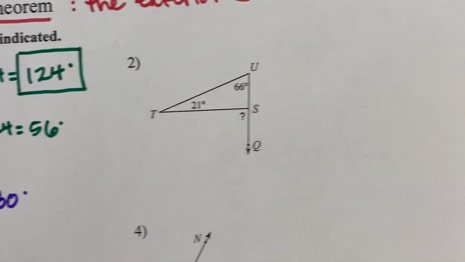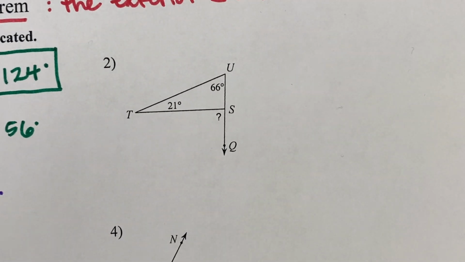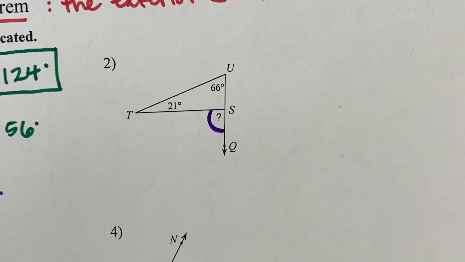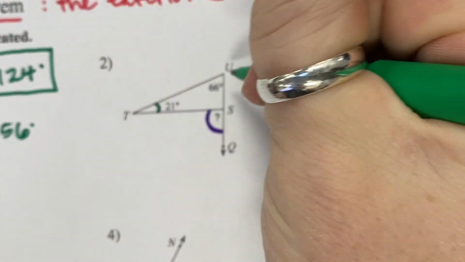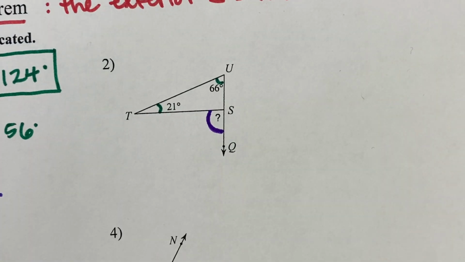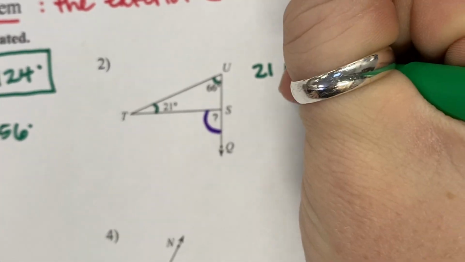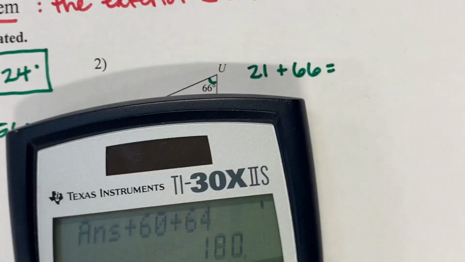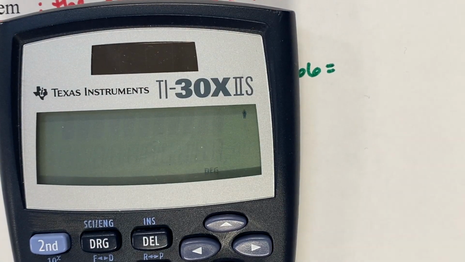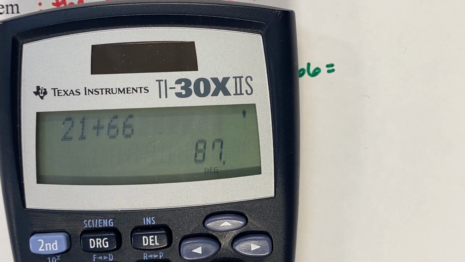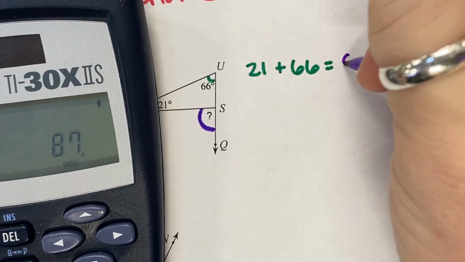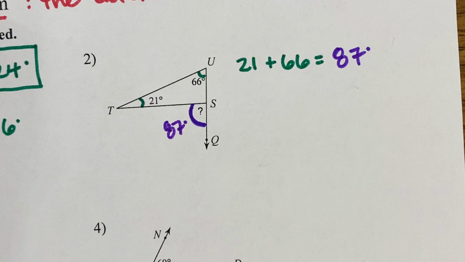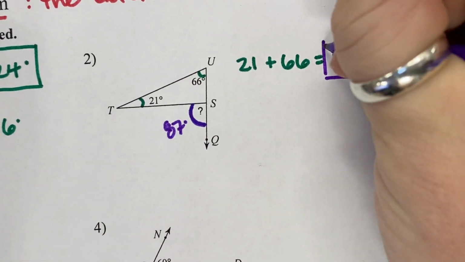Let's try it again on number 2. Let's identify the exterior angle that we're looking for. It's this one right here. That means it is equal to 21 plus 66. So 21 plus 66 is going to give us that exterior angle, which is 87 degrees. So we know that exterior angle has to equal 87 degrees. And there we go.